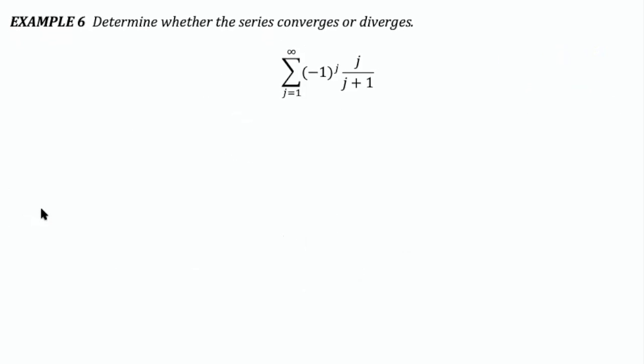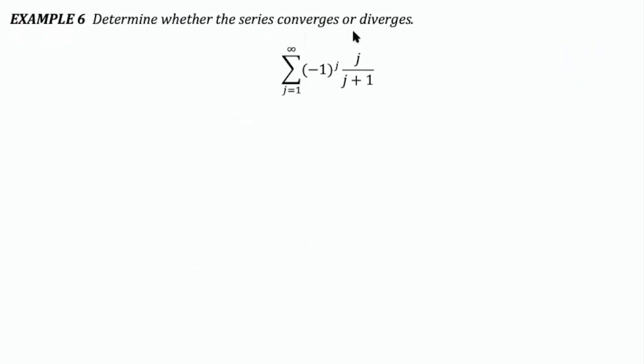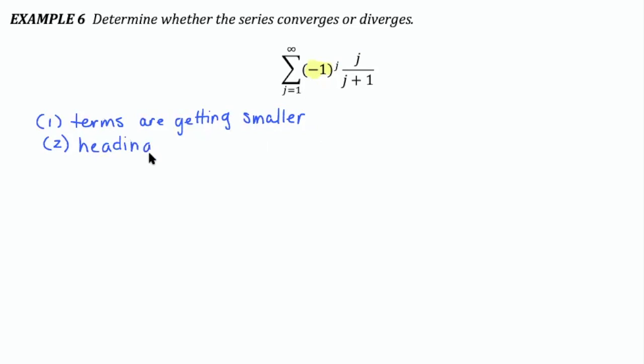So in example 6, determine whether the series converges or diverges. So again, your brain is going to see this often where you say, oh, I've got a negative base. This is probably going to be an alternating series. So I'll just go ahead and use the alternating series test. Well, keep in mind, you've got to verify that those two conditions hold, namely the terms are getting smaller, and number two, that they are heading to zero.